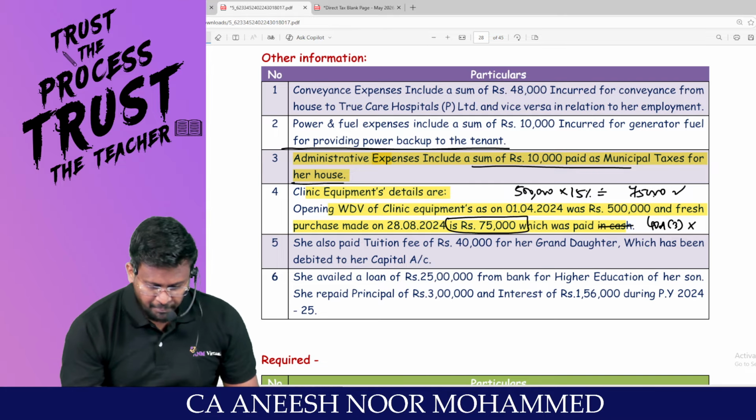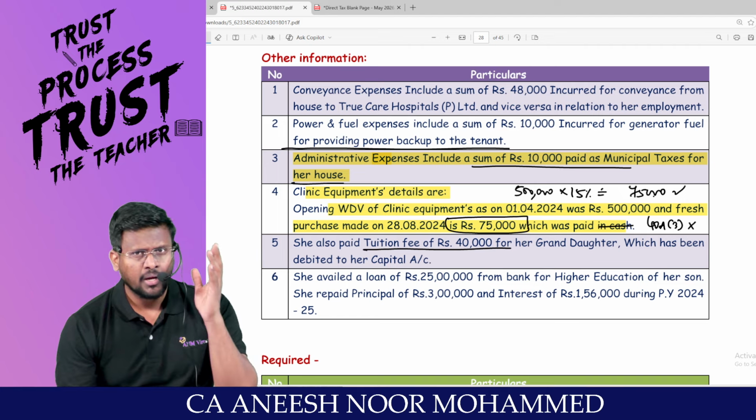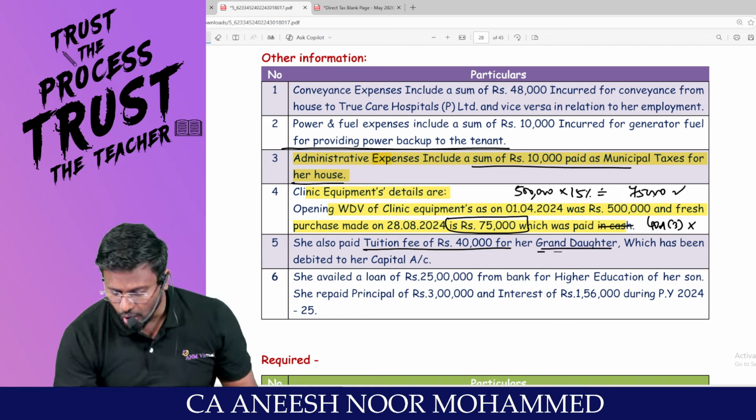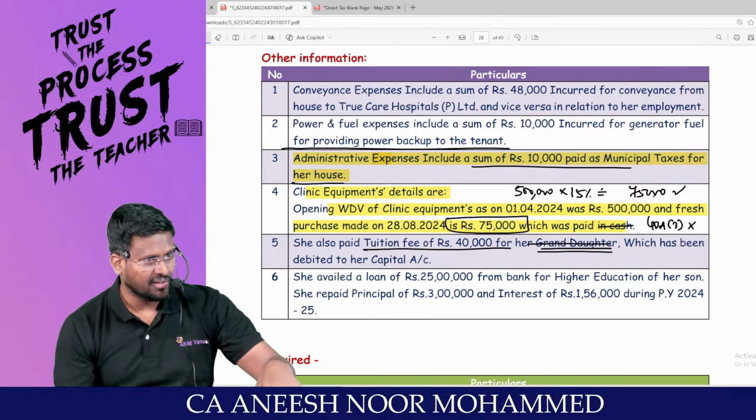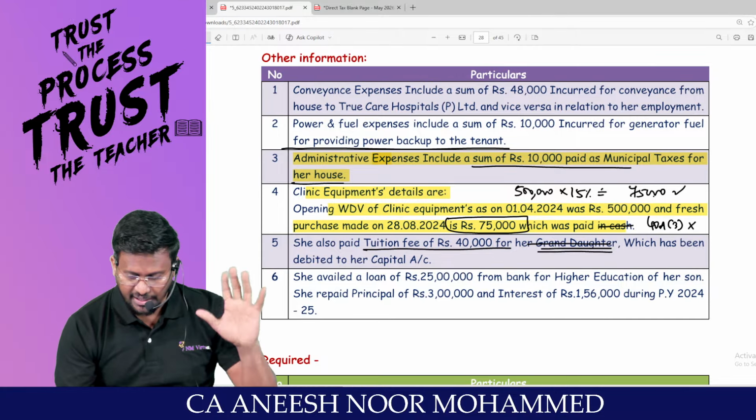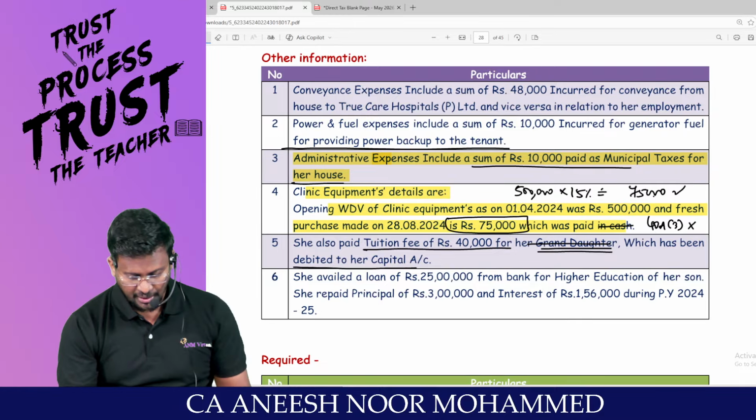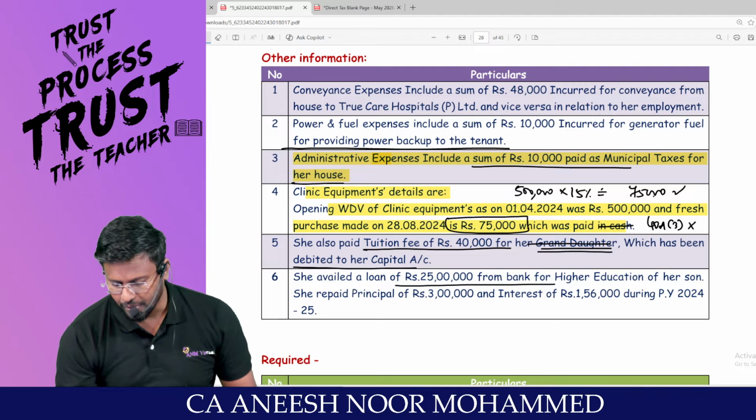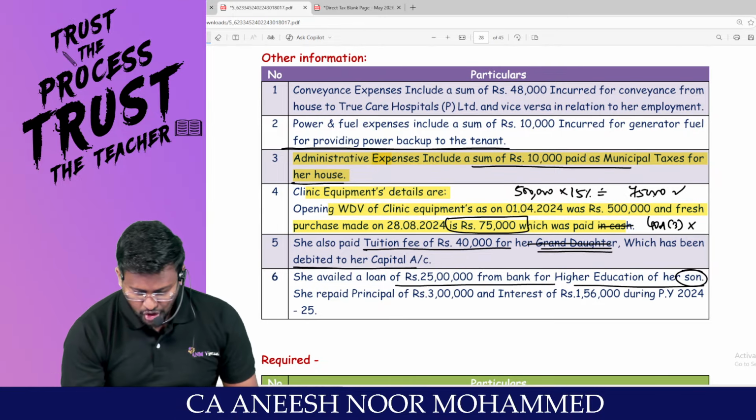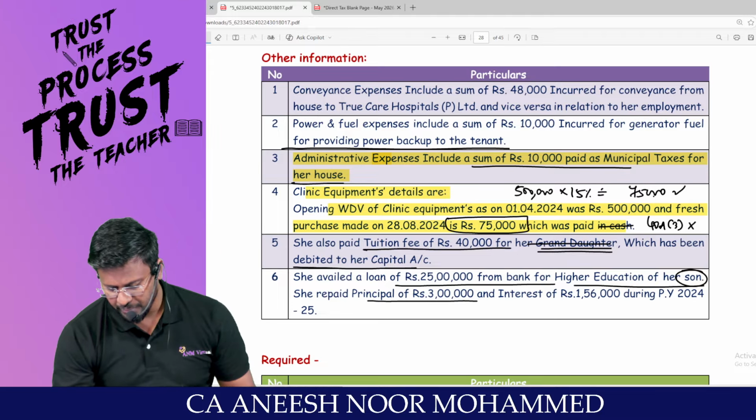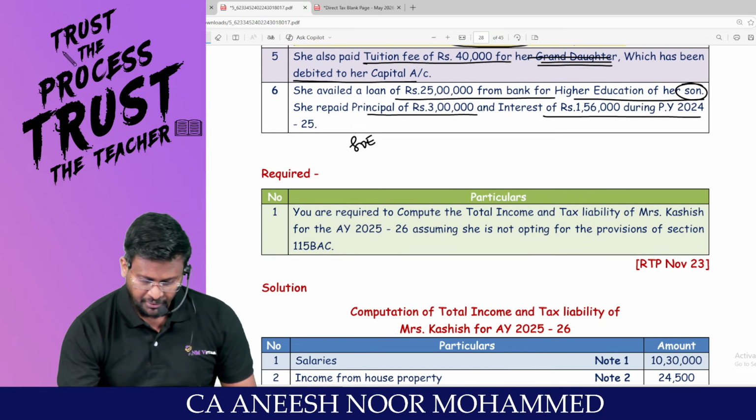Am I right? She also paid tuition fee of rupees 40,000. My dear lovable students, for her granddaughter. Granddaughter is not family. Only for own child, which has been debited to her capital. That's it. She availed a loan of 25 lakh from bank for higher education for her son. That's good. She repaid principal 3 lakh. No deduction. Interest of 1,56,000, you can claim under 80E.